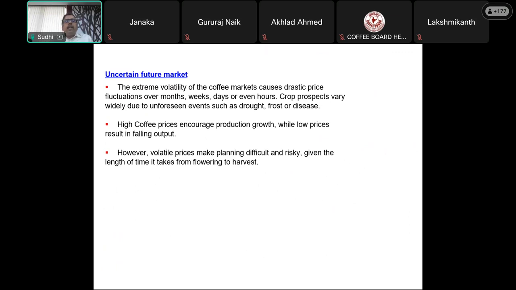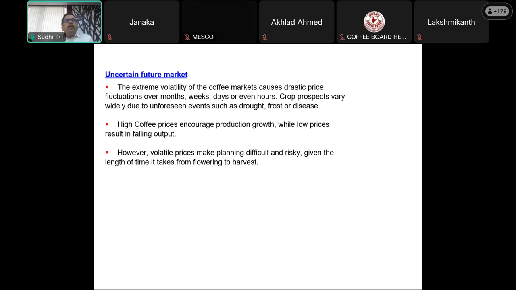So high coffee prices encourage production growth, low prices result in falling output. So this is also one of the cons. As I mentioned, economics says higher prices bring higher supply; in the same way, lower prices will automatically bring down the production, thereby tightening the supply. And volatile prices make planning difficult and risky, given the length of time it takes from flowering to the harvest. If you look at the whole picture, it takes about 8 to 9 months minimum from the flowering time to the harvesting time.